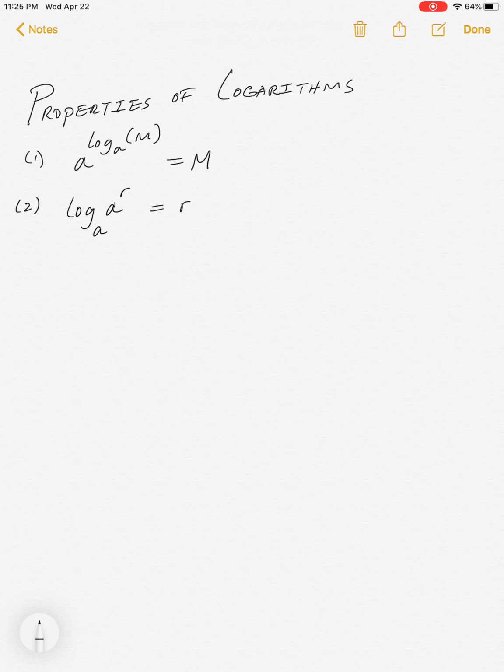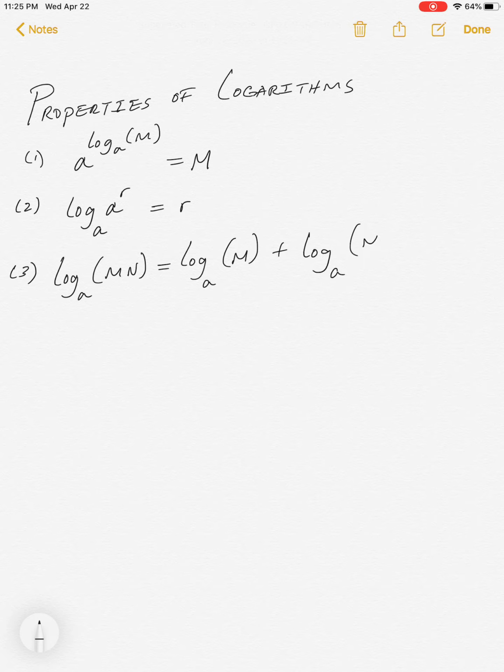And let's say we have property number 3. This is when it starts picking up a little bit. When you have a product inside of a log base a, that product can be expanded as a sum as long as you keep the bases the same. Alright, whenever you have a quotient inside of a log, that quotient can be expanded using subtraction.